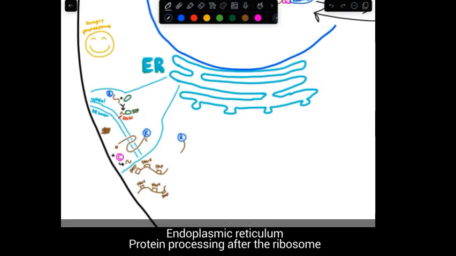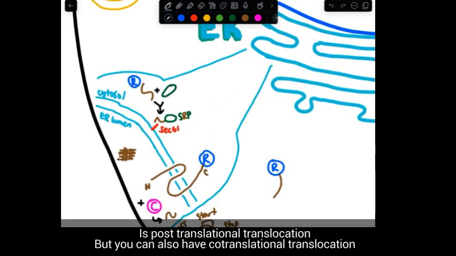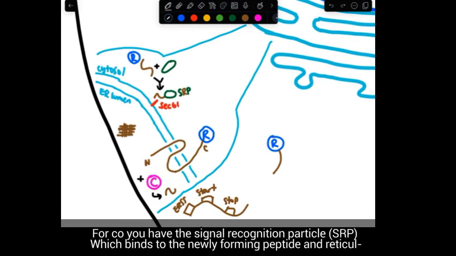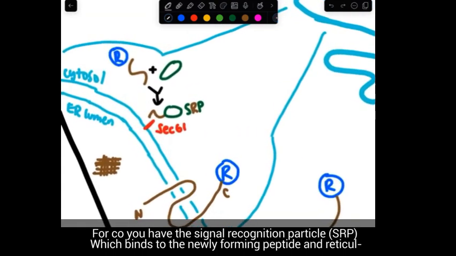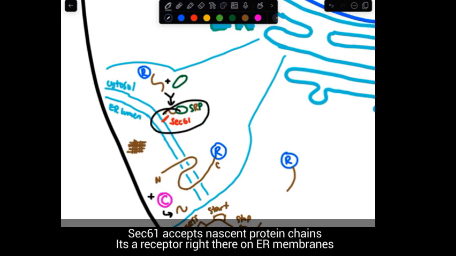Endoplasmic reticulum. Protein processing after the ribosome is post-translational translocation, but you can also have co-translational translocation. For co-translational, you have the signal recognition particle, which binds to the newly forming peptide. This process targets new peptides to the ER, and they start the translocation process. Sec61 accepts nascent protein chains, the receptor right there on the ER membrane.